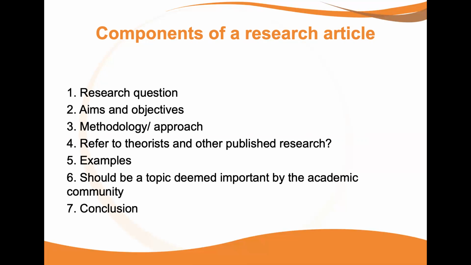These can be other journal articles, they can be published books, they can also be publications from the popular press, such as art magazine articles, but there should be a good balance of the various sources that are referred to. Then it should be a topic that is deemed important by the academic community. And of course, the experts who review this article will know whether or not the topic is important and timely. And then the research article should have a conclusion, of course.